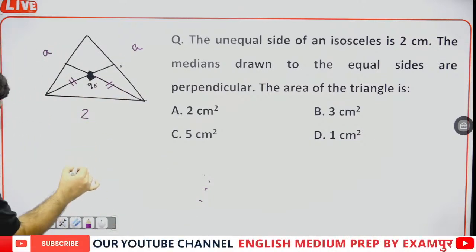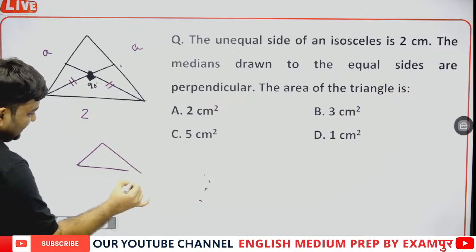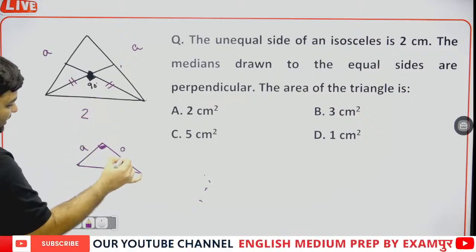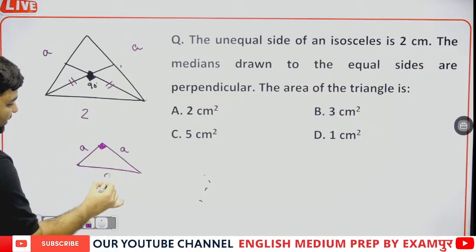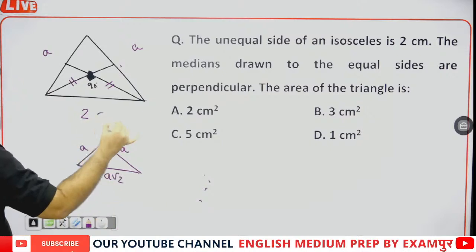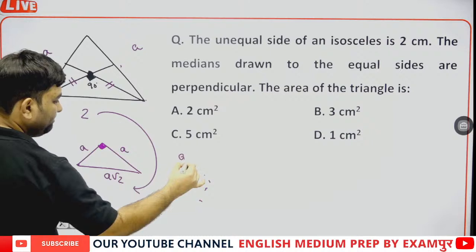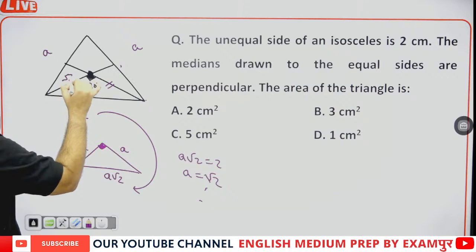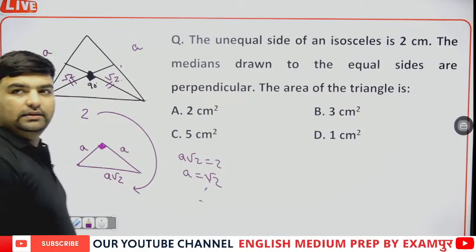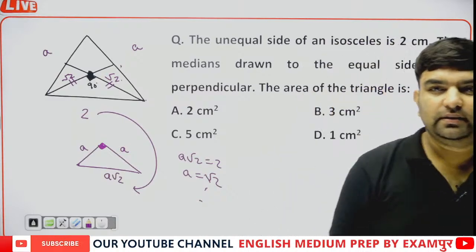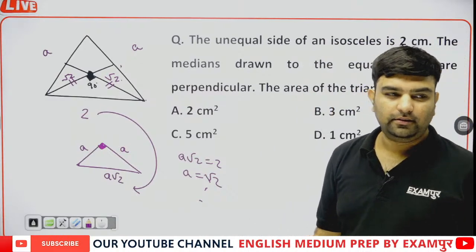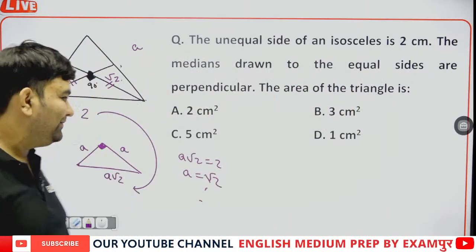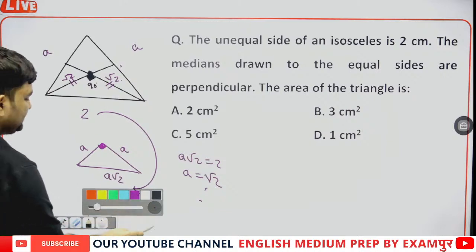So, is it looking like an isosceles right angle triangle? This is A, this is A, this is 90, so this is going to be A root 2, obviously. So A root 2 is known to us as 2. So each of these portions is root 2 each.